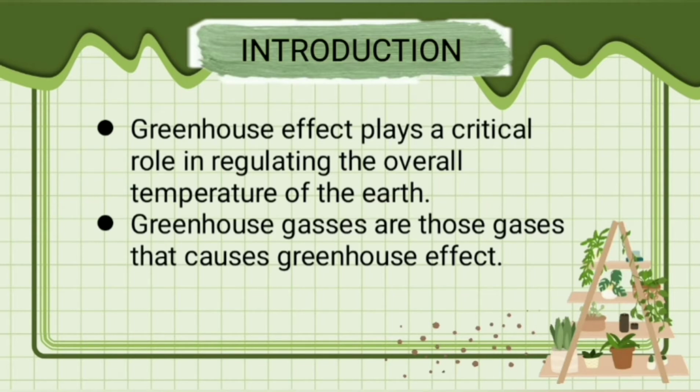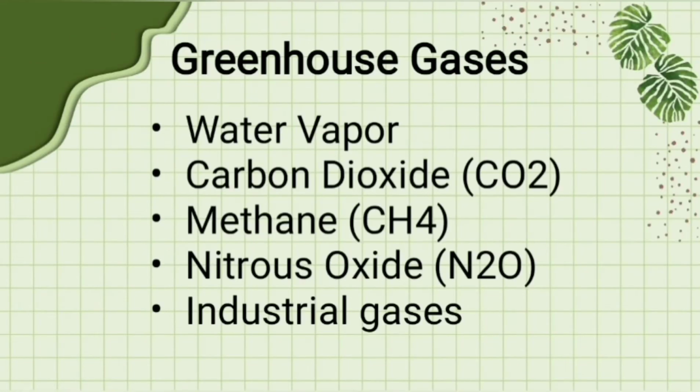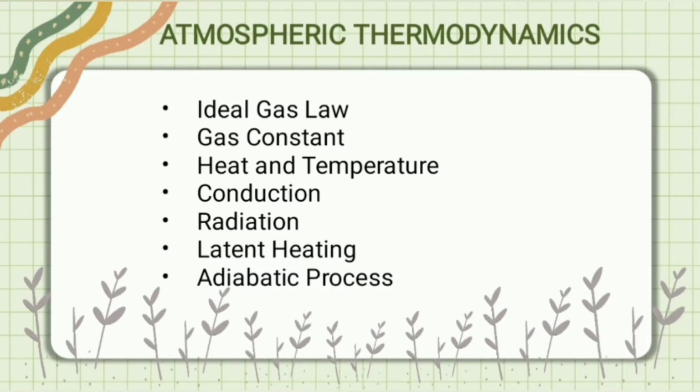The greenhouse gases are gases that cause the greenhouse effect. So these gases are water vapor, which is known to be the most abundant greenhouse gas in the atmosphere, carbon dioxide, methane, nitrous oxide, and industrial gases, which are caused by human activities, such as sulfur hexafluoride, hydrofluorocarbons, perfluorocarbons, and chlorofluorocarbons.